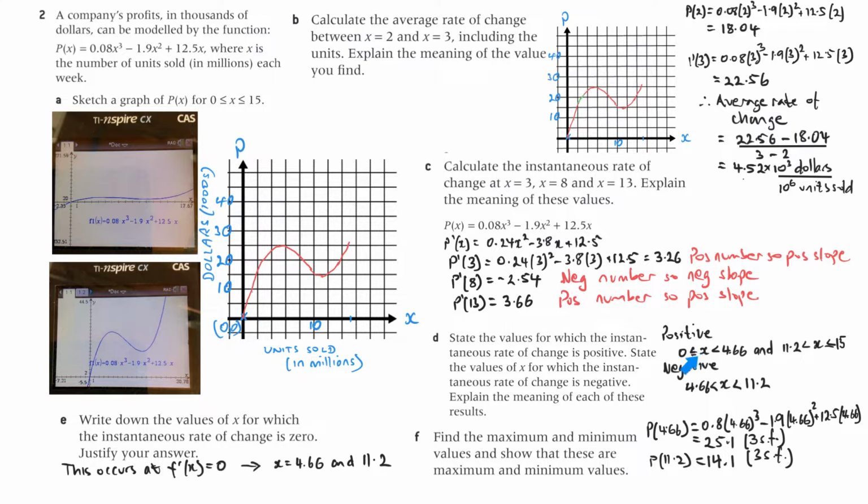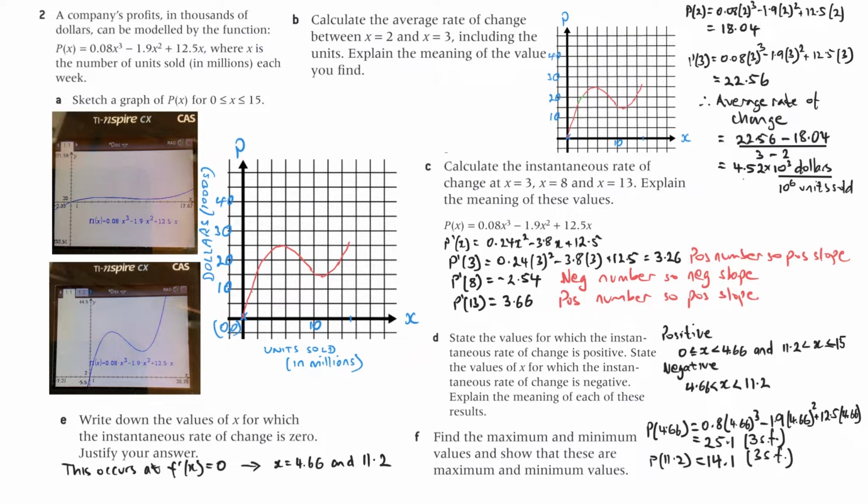So if you break that up, between 0, and by the way, the book didn't seem to use it, but I've used the restricted domain. So I've got x greater than or equal to 0, so from x all the way up to that point right there, which is x is 4.66. That's positive slope. It's also a positive slope from this point here, which is from 11.2 up until 15, because we stopped it at 15. So that's where it's positive.